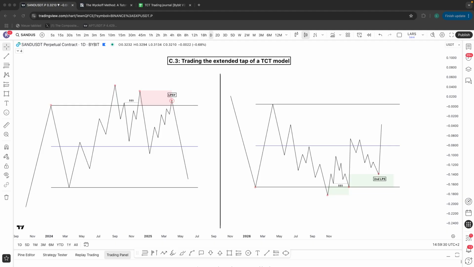tap, or if the fourth tap was the retest and you're entering on the retest after the fourth tap already took place, that could also be considered the fifth tap. Therefore, the extended tap is kind of referring to the overall retest after being in a confirmed TCT model. Now, there can be multiple situations as to why I am not positioning myself on the third tap.